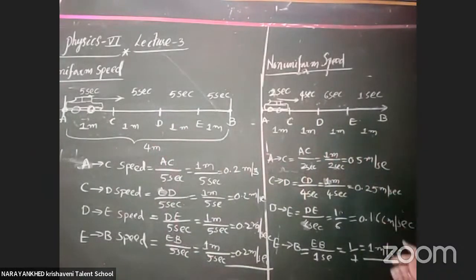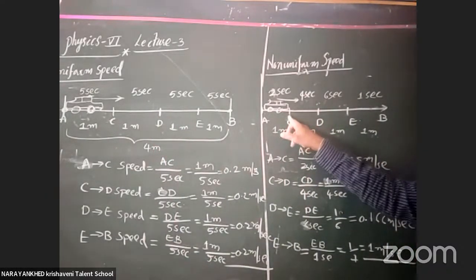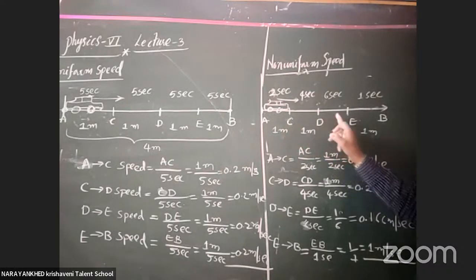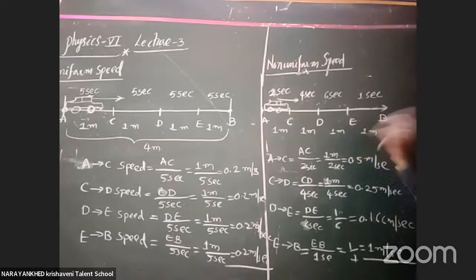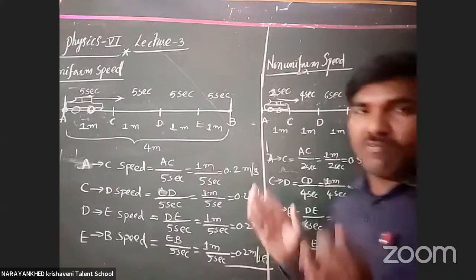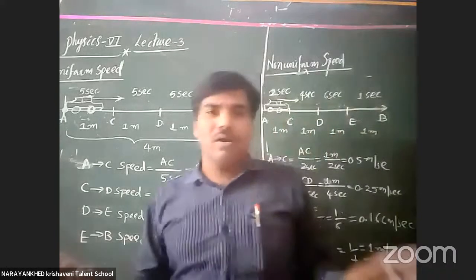There are different values here: 0.5 meters, here 0.25 meters, here 0.16 meters, here 0.1 meters per second only. Meaning, somewhere it is fast, somewhere it is slow. It is not called uniform.